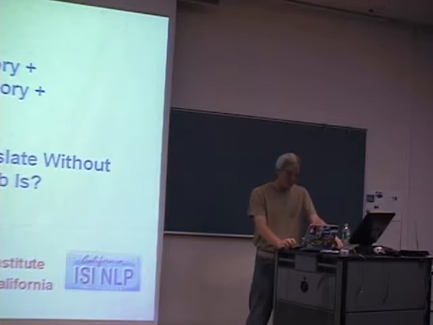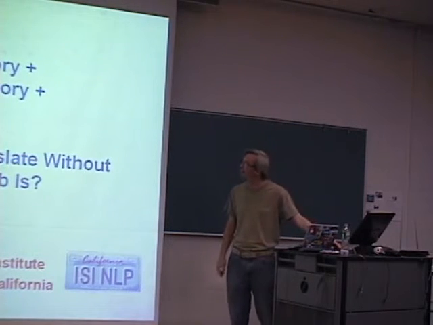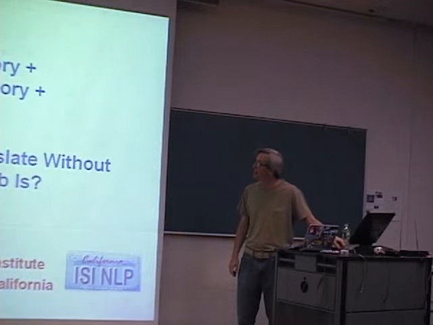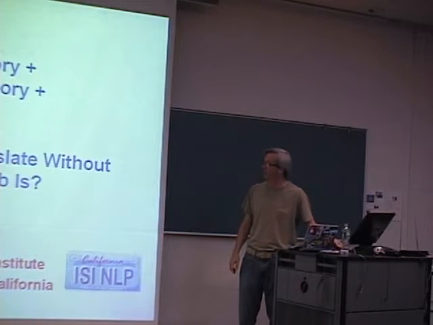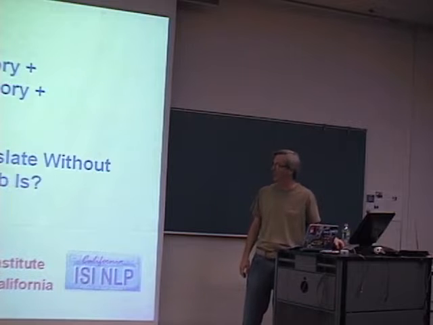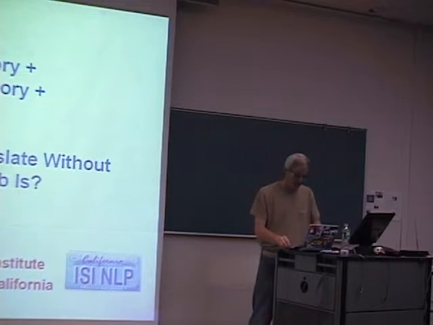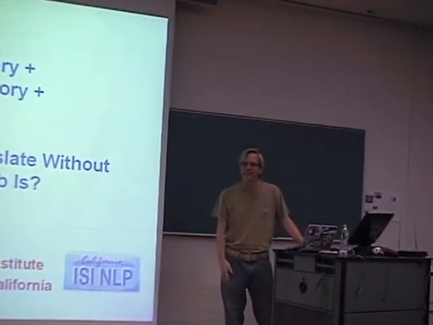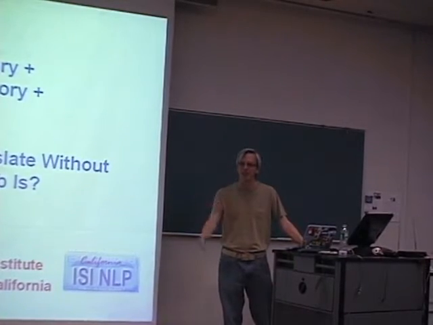So this is the title of my talk. It's kind of a long title. Machine translation equals automata theory plus probability theory plus linguistics, or can a machine translate without knowing what a verb is? And I think this will work better if it's interactive, so please just interrupt me with questions starting right away.